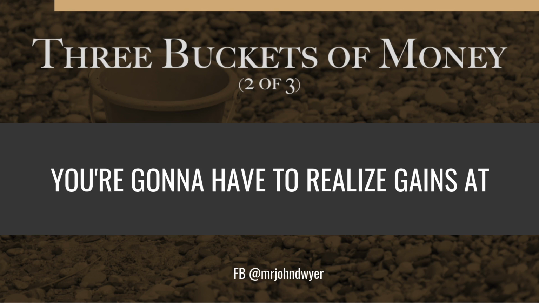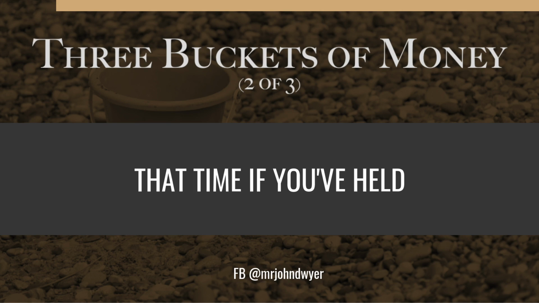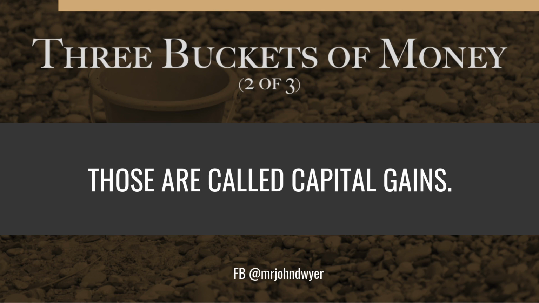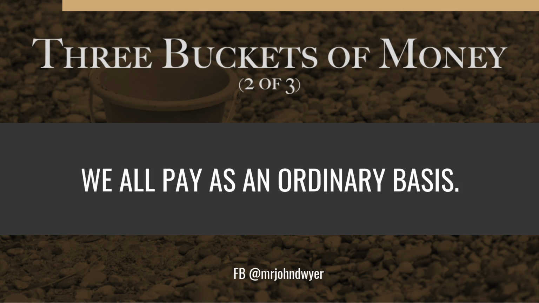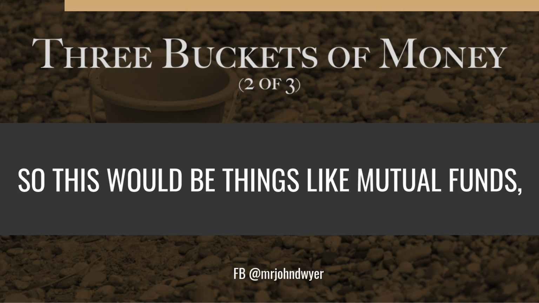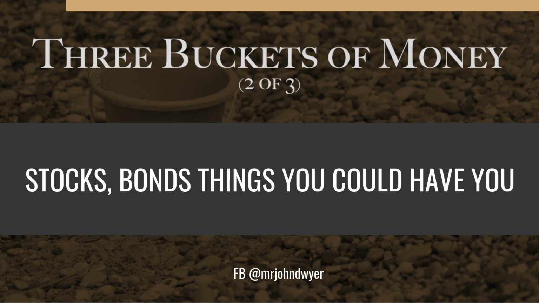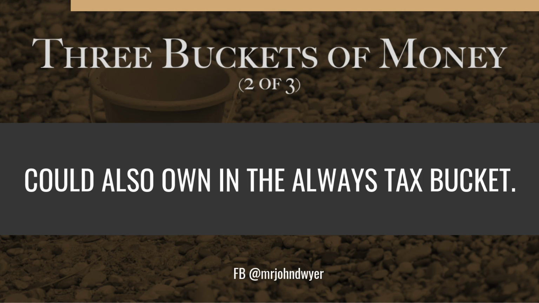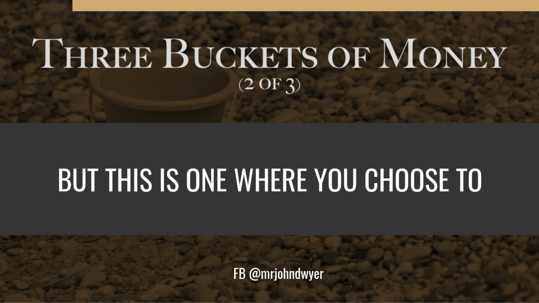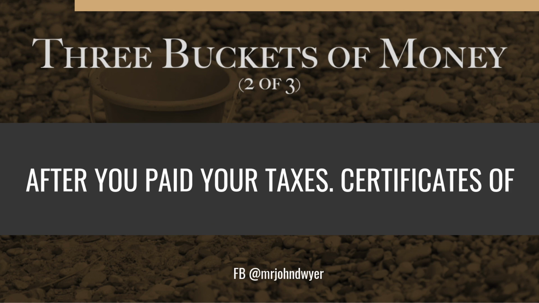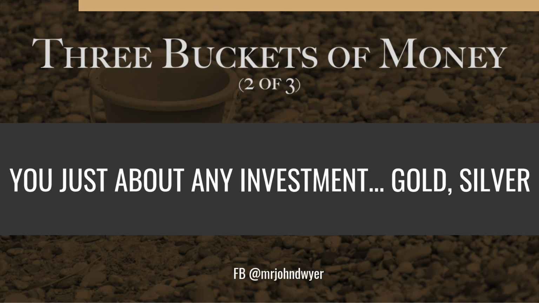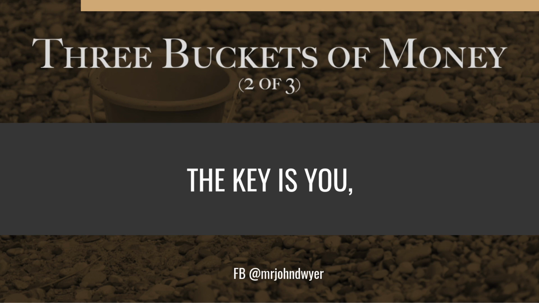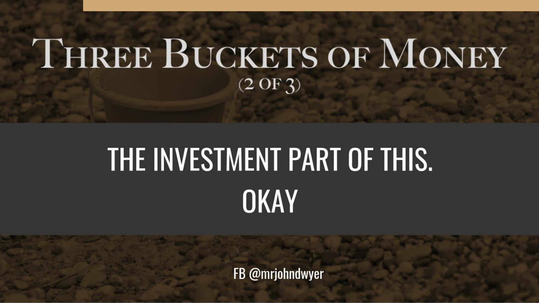you're going to have to realize gains at that time, and if you held the asset long enough, those are called capital gains. Now, that's a preferred tax. That's a better tax than what we all pay on an ordinary basis. So this would be things like mutual funds, stocks, bonds, things you could also own in the always tax bucket. But this is one where you choose to make the investment after you paid your taxes. Certificates of deposit, it could be real estate, gold, silver, just about any investment that's out there. The key is you've already paid your taxes on the investment part of this.